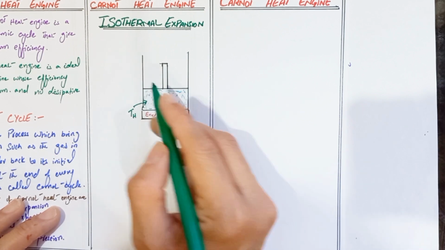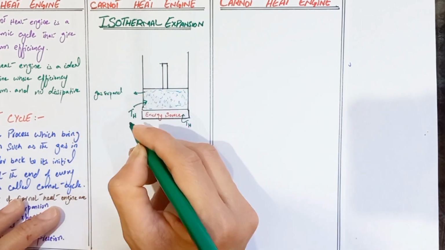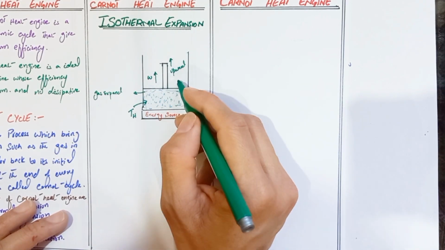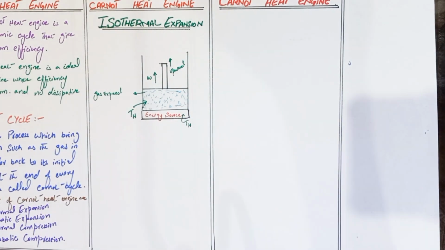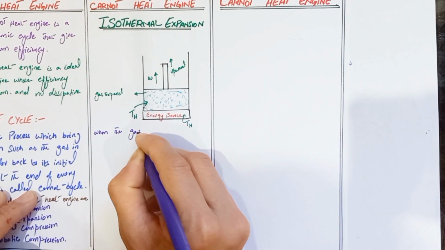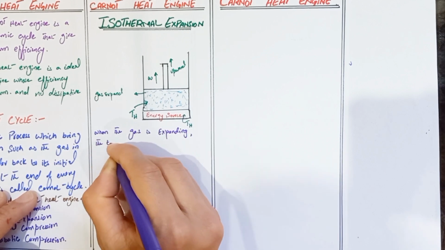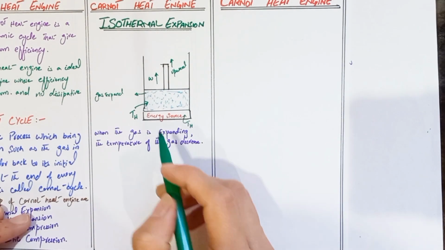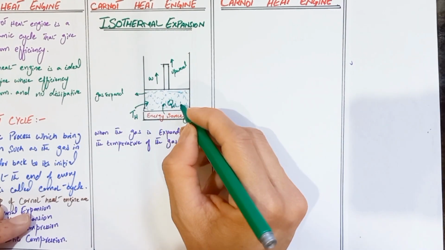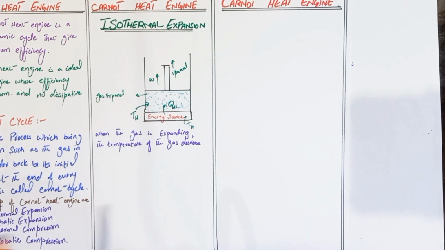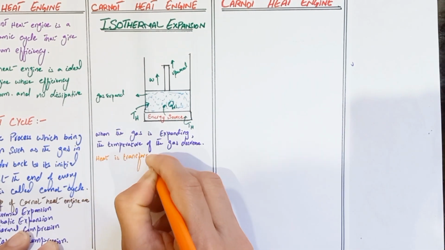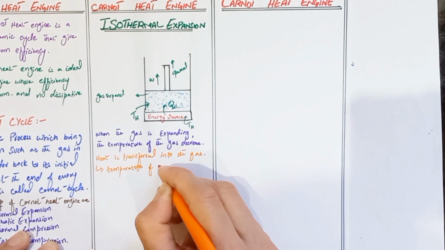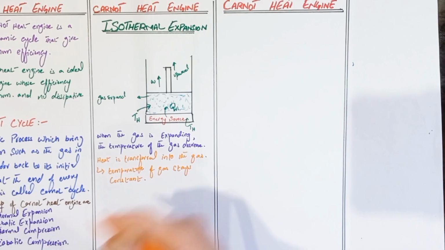Now we allow the gas inside the cylinder to expand. When the gas expands, it does work on the surroundings, since the piston moves upward. As the gas is expanding, the temperature of the gas decreases. When the temperature of the gas decreases, heat is transferred from the energy source into the gas. This means that the temperature stays constant. So heat is transferred into the gas, and the temperature of the gas stays constant.